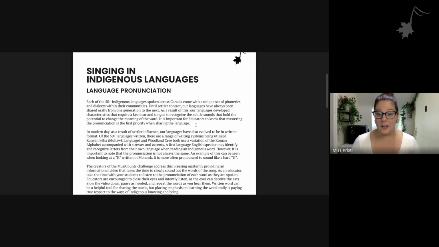And until settler contact, our languages have always been shared orally. So we didn't have writing. As a result of this, we relied heavily on subtle sounds and noises that we would hear, and different inflections that we would hear. That's a bit of a history as to why our pronunciation is significant, because we didn't rely on written word. We relied on hearing it and saying it.